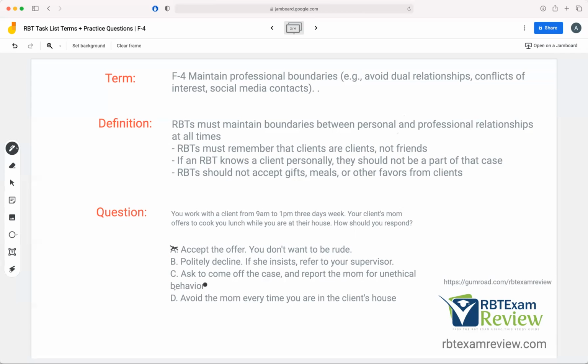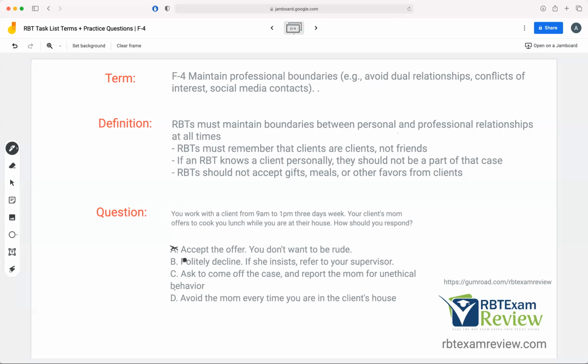B, politely decline. If she insists, refer to your supervisor. Yes, right. This is the obvious answer. Most ethics questions are pretty obvious, right? You politely decline. If they are insistent that you eat with them, talk to your supervisor. When in doubt, go to your supervisor. Okay. I did it when I was an RBT, right? And our client would order me pizza, and it was very uncomfortable. So I had to talk to my supervisor, who in turn talked to the parent and explained to them why we cannot eat.